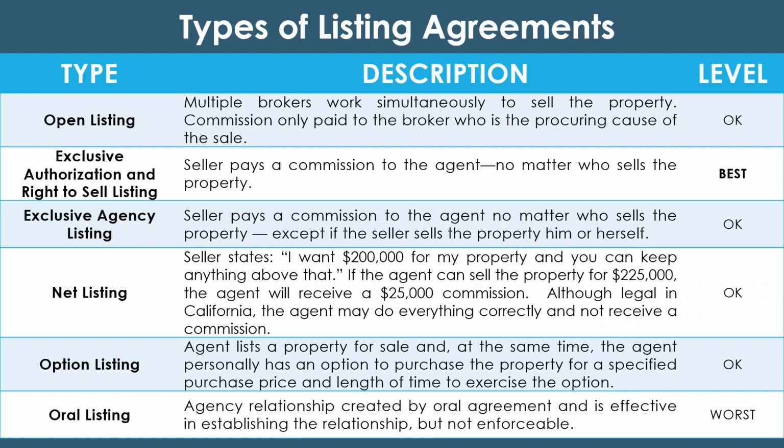Then we have a net listing. The best way is to give you an example of it, where the seller says, hey, I want $200,000 for my property. You can keep anything above that. So if the agent sells the property for $225,000, the agent will receive a $25,000 commission. This is legal in California. But the downside is you could do everything correctly and still not receive a commission, because if it sells for below $200,000, you don't get anything. So that's a net listing.